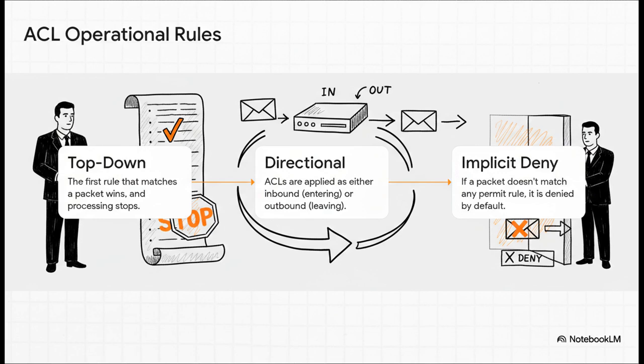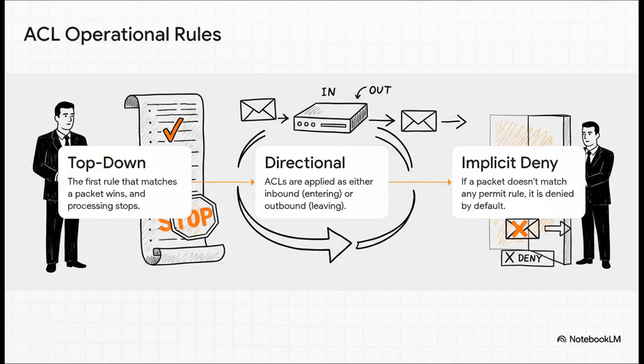Okay, first up, top-down processing. The bouncer reads its list from the top down, and the very first rule that matches a packet is the one that gets applied. That's it. The process stops right there. So the order of your rules is absolutely critical. Second, the rules are directional. An ACL has to know if it's checking traffic coming in the door, which we call inbound, or traffic going out of the door, which is outbound.